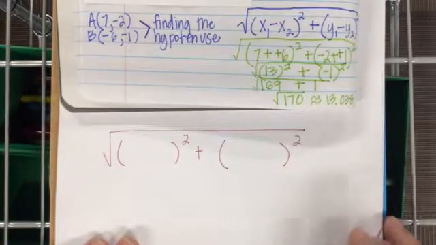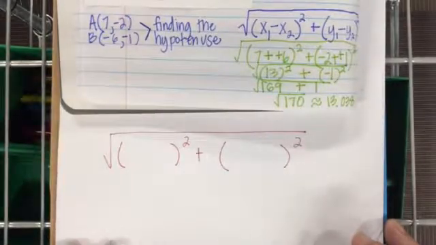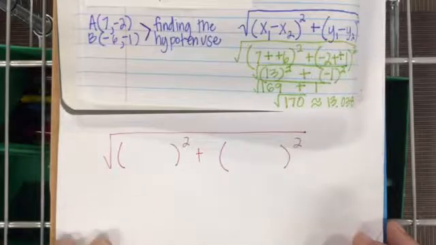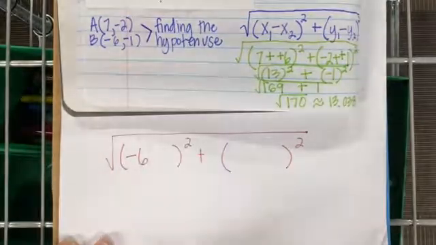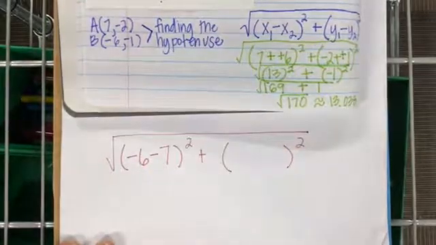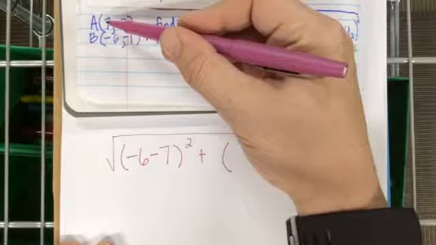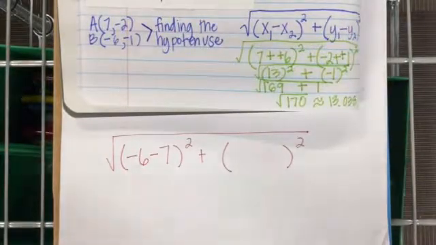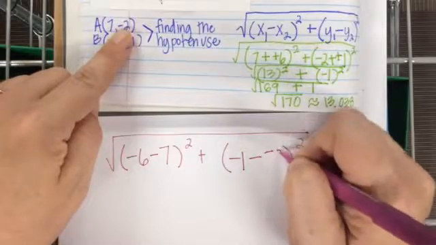So, who can tell me what x1 minus x2 would be if you started bottom to top? Instead of 7 minus -6, what would you have? -6 minus 7. Yes? What would the y look like? If we did -6 minus 7, what's your y going to look like? -1 minus -2, correct?